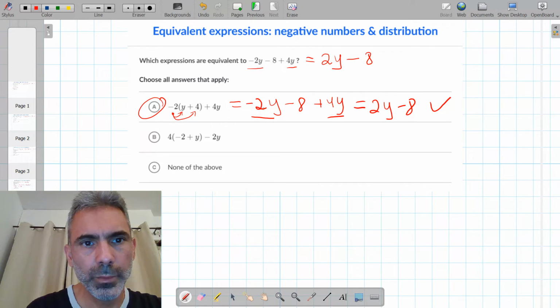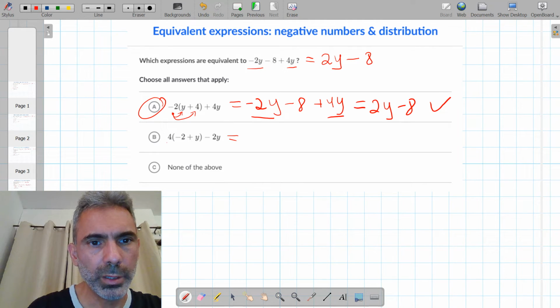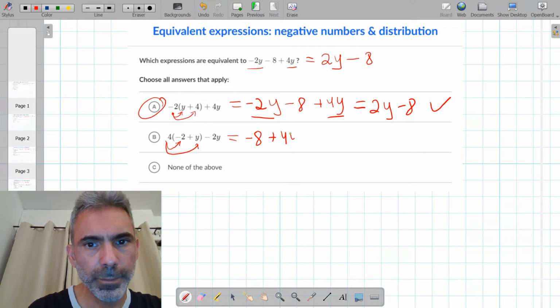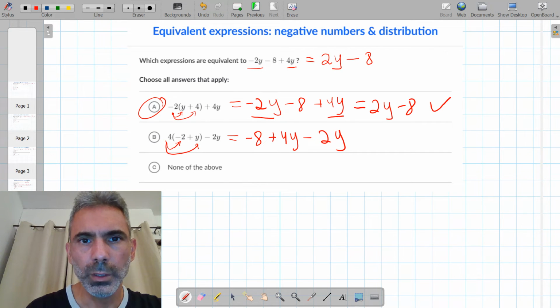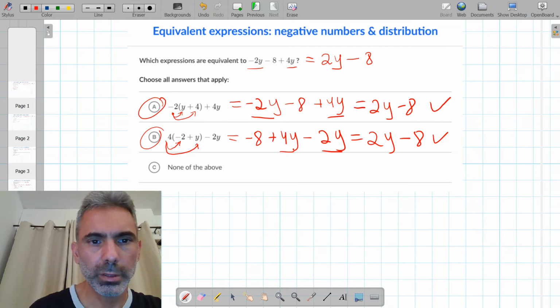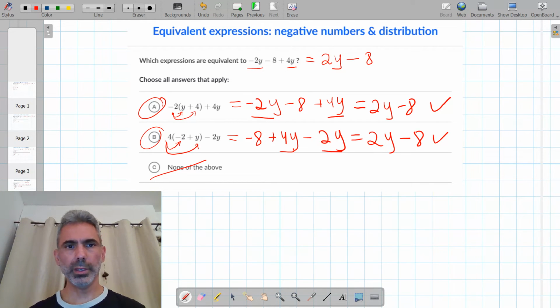Minus 2y minus 8 plus 4y. Yes. Okay, and here, when we apply the distributive property, we get minus 8. And then 4 times y is positive 4y. And then we subtract 2y. So this seems also equivalent, because when we combine these two terms, we are left with positive 2y, and then we subtract 8. So this is also correct. C is incorrect. So A and B are correct.